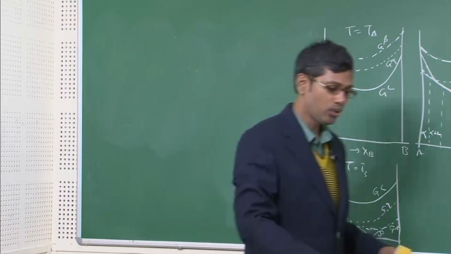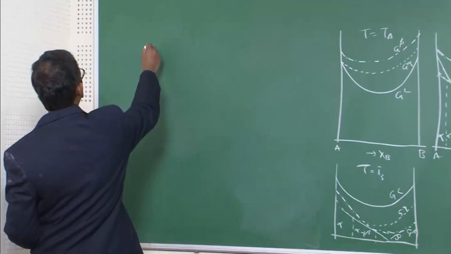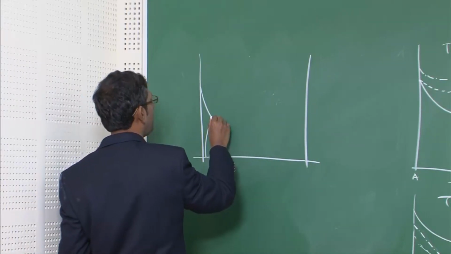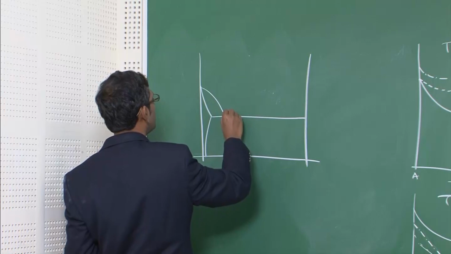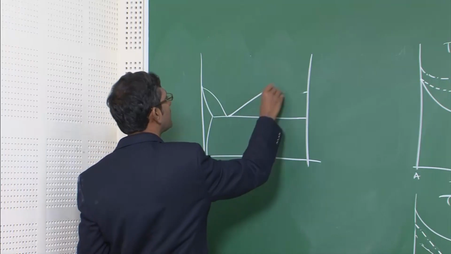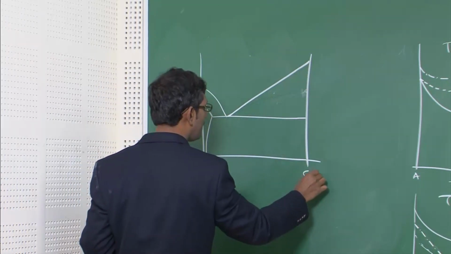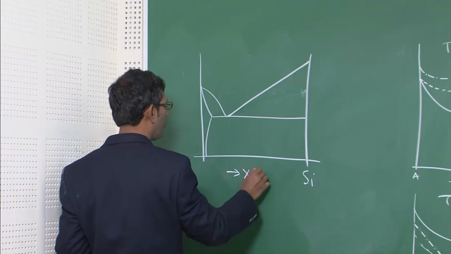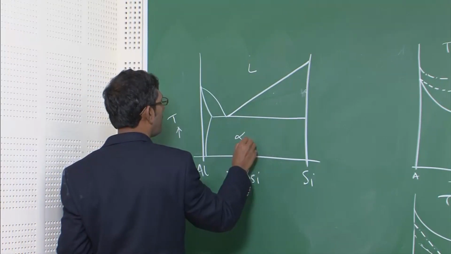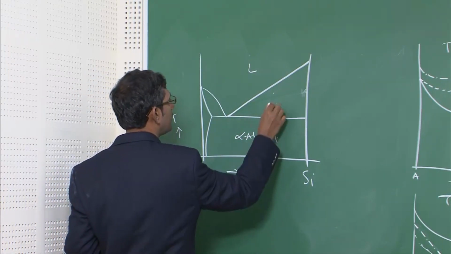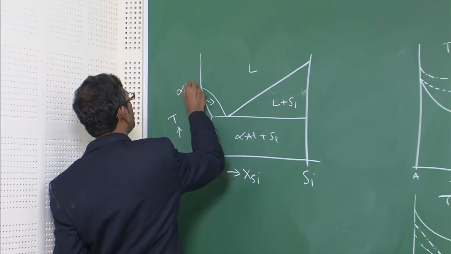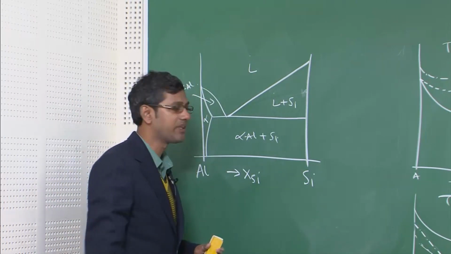Okay. So that means if I have an aluminum silicon phase diagram like this, this is aluminum, silicon, pure, correct, sorry, this will be up. Okay, silicon has a much higher melting temperature. So this is silicon, this is XSi or mole fraction of silicon, this is aluminum, this is temperature, this is liquid, this is alpha aluminum plus silicon, this is liquid plus silicon, this is alpha aluminum, and this will be alpha aluminum phase split. This is what the phase diagram looks like.